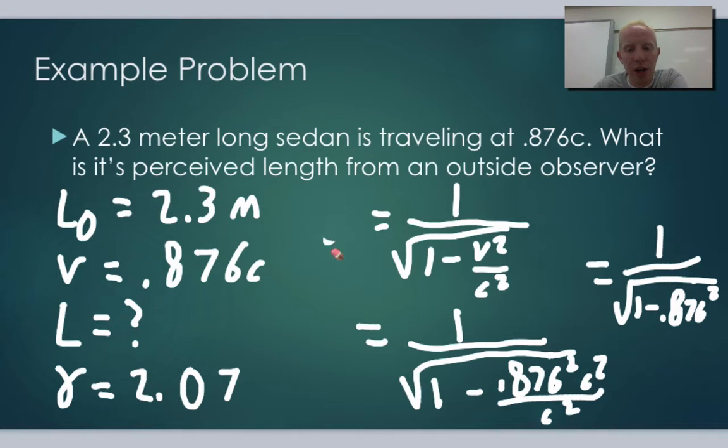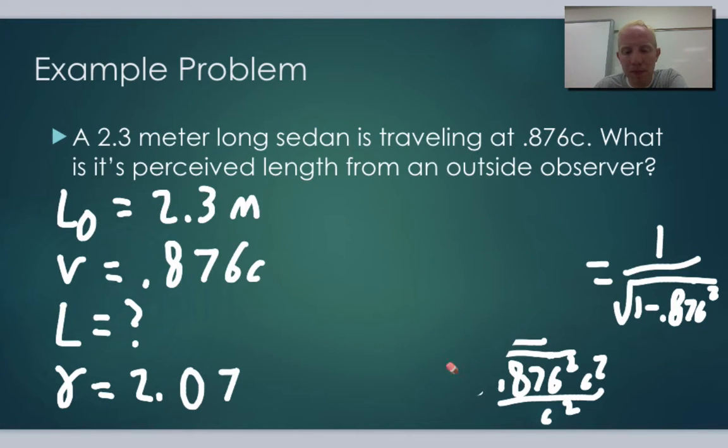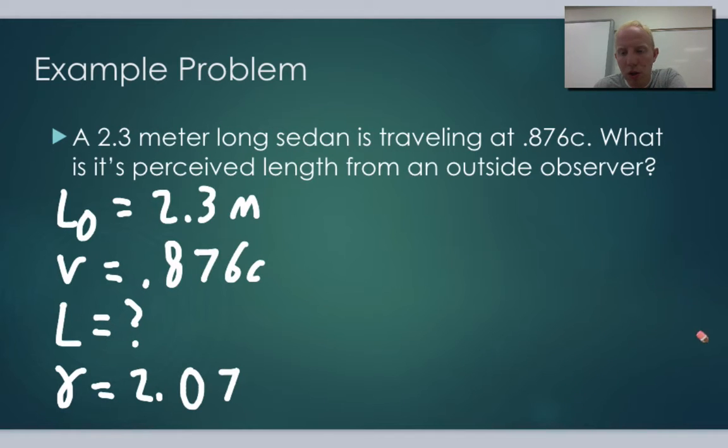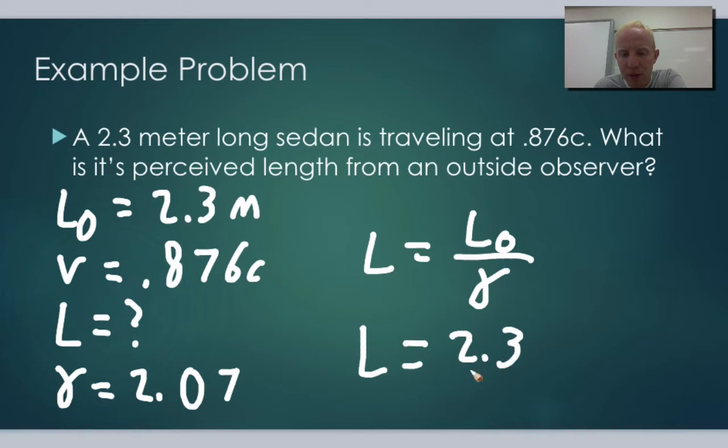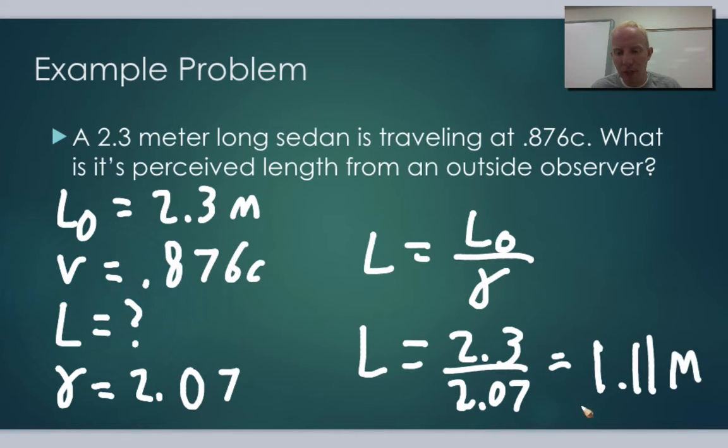Okay, so now if we go to our problem, we say, okay, we know that L equals L naught over gamma. So L in this case equals 2.3 over 2.07. Okay, and when you divide that on your calculator, you get that the perceived length of that sedan is 1.11 meters long. Okay, so that's about 4 feet.